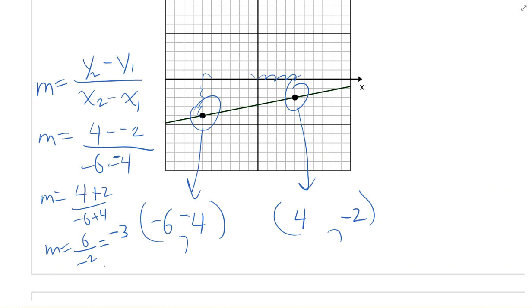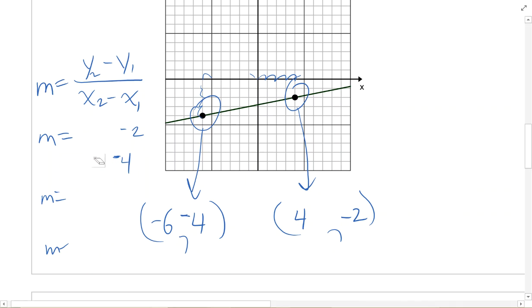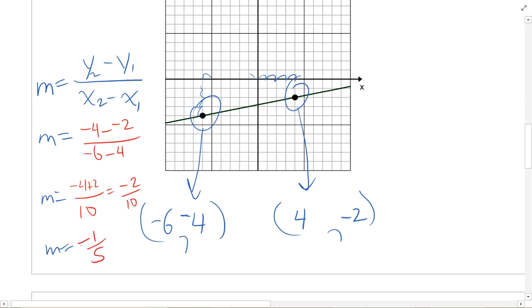Let me try the other way. Sorry. Okay, let me start again. Oh yeah, because I changed my y value, then I changed my x. Okay, so -4 minus -2, and the x's are -6 minus 4. Okay, so this is still over 10. Here's where I went wrong. So this would be -4 plus 2, so it'd be -2 over 10, so -1/5. Now I'm right. Yes, that's what you guys got, -1/5?